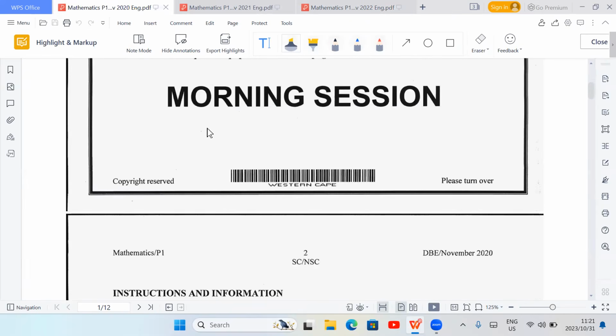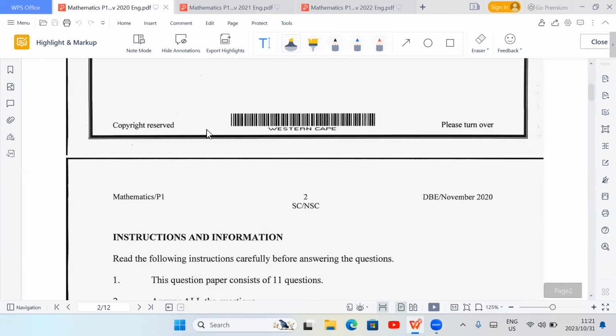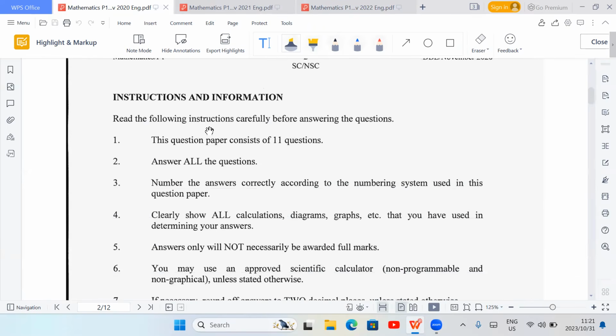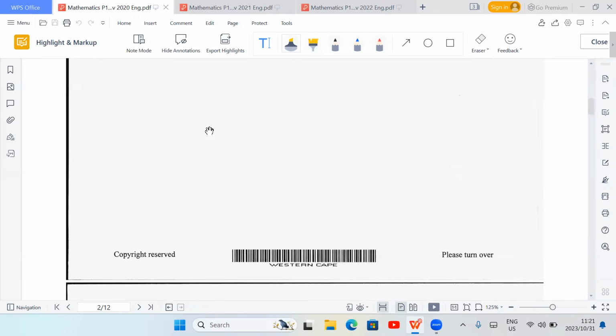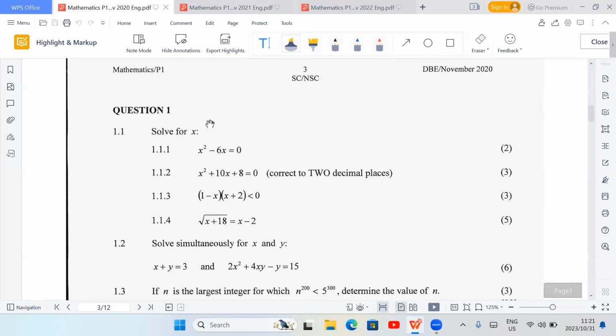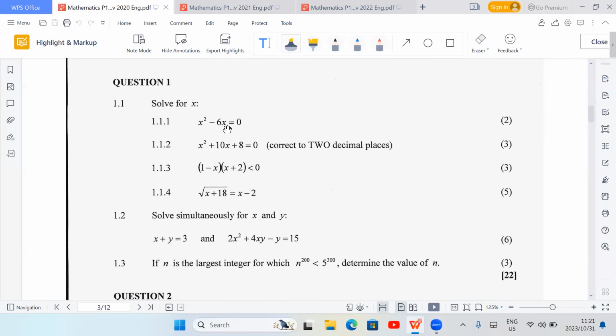Obviously, when you walk into the exam, they're going to read you the instructions and information. By now, you already know that you wrote your June exams, your March exams, and your prelims. So let's just skip through this part. Now you have your question 1. Any grade 12 learner doing mathematics knows that question 1 is algebra. And question 1.1 will be the basic solve for X that you'll ever see, right? With that one, it's even 2 marks. If you were to solve this one, it's simple.